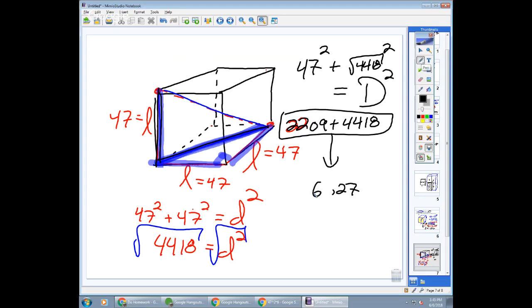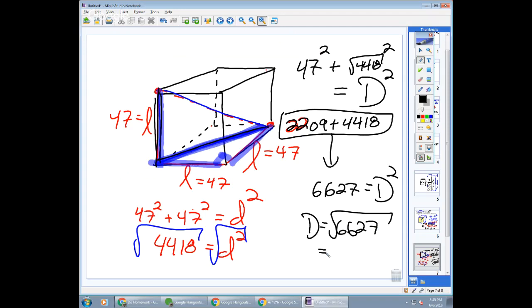6,627. So at least I got the 27. And that's equal to my big D squared, right? So finally I can take the square root of that, and that should be about what I'm looking for, whatever the square root of 6,627 is. Now keep in mind, because 47 is rounded and we use it over and over again, we're introducing rounding error to the answer. So the computer might not be happy, but what is this to the nearest whole number?